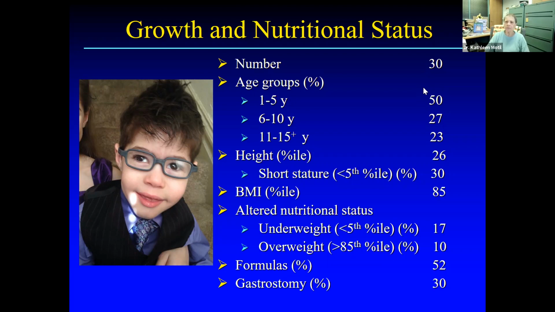We do know that about 17% of the children with MECP2 duplication are in fact underweight, meaning they're less than the 5th percentile. And we also know that about 10% are in fact overweight, greater than the 85th percentile. And for me, both of these two categories, underweight and overweight, are to some degree problematic because they really do interfere with a good quality of life and a healthy child. We know that about half of the children with MECP2 duplication will use formulas, and almost 1/3 of our children will have gastrostomies to help with the chewing and the swallowing. The next slide, please.